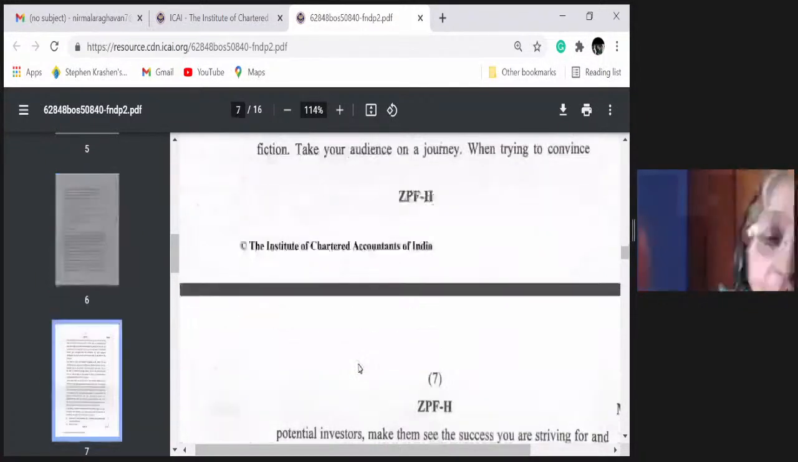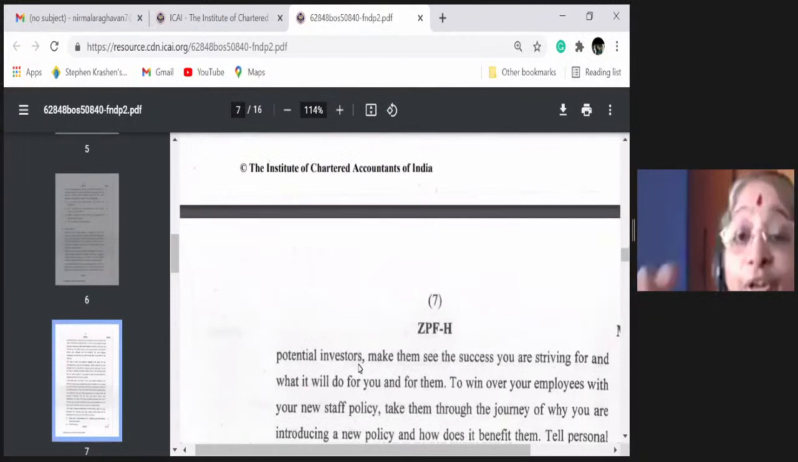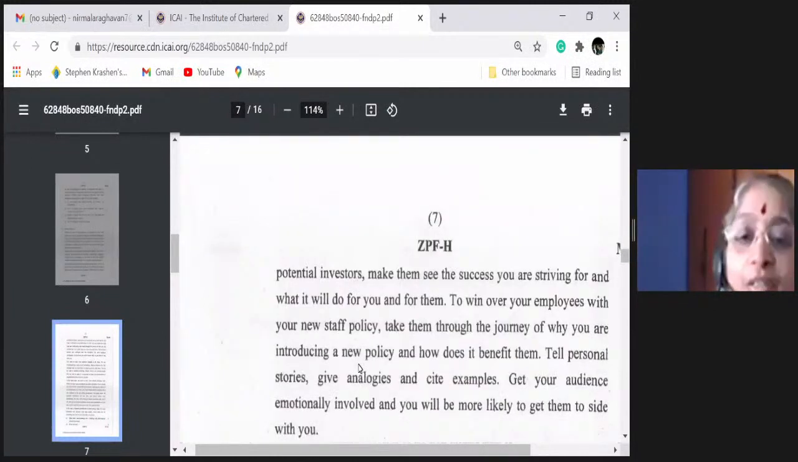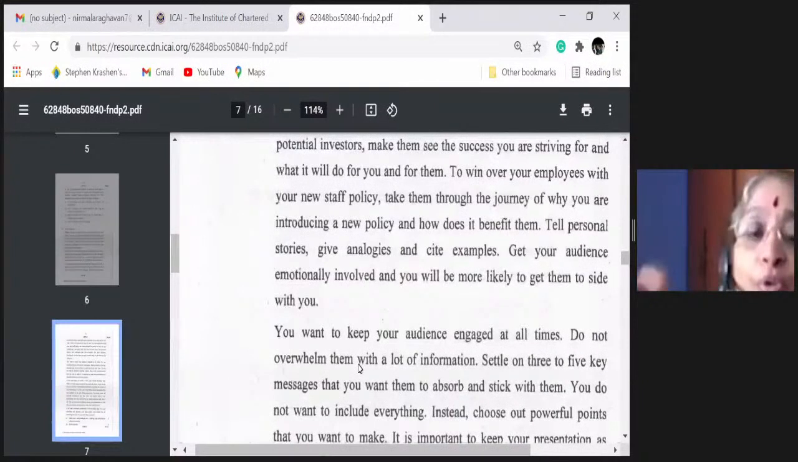Tell a story or take your audience through a journey. That's number one. Then win over your employees, or state the benefits of the project or the new idea. Plenty of examples. Tell a story. Keep your audience engaged. These can be subtopics. Was it not clear?